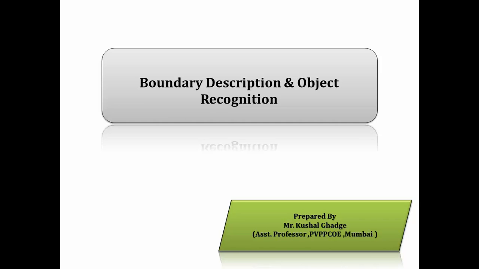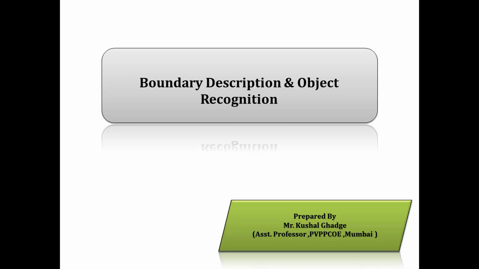Hello everyone. In this video we are going to study a new topic, that is boundary description and object recognition. Now this is the major part of your image processing in order to recognize the object, pattern or texture. There are many applications that you will require in order to recognize the pattern or texture, in order to process the image, in order to modify the image, in order to improvise the image, in order to make that image very suitable for your application.